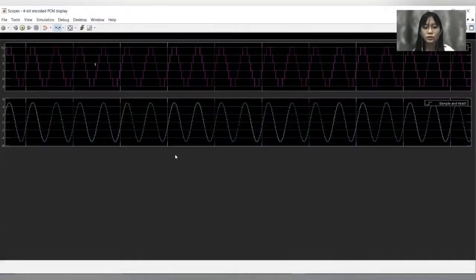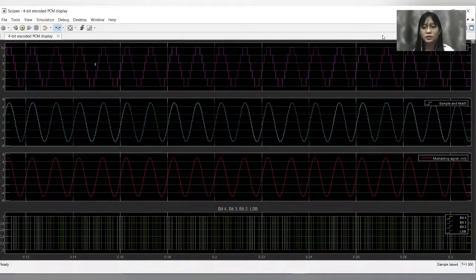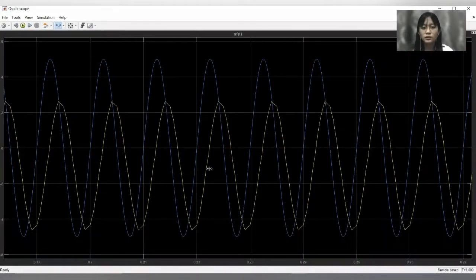The actual output is like this. This is the output for the encoder, the second one is for the sample and hold, and the modulating signal is here, the number 3 waveform. So this waveform is for the 4-bit encoded. Then this is the oscilloscope waveform for the 4-bit.